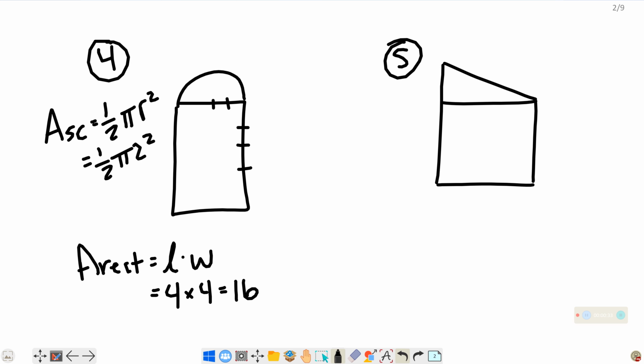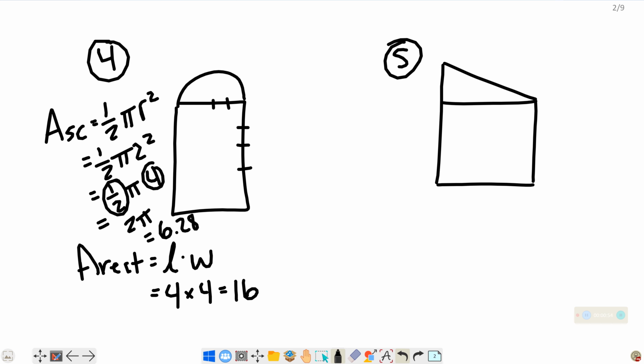So 2 squared is the same as 2 times 2, and 2 times 2 is 4. Half of 4 is 2. So we have 2 pi, which comes out to about 6.28. If you use 3.14, if you use your pi button, it might round to 6.28.